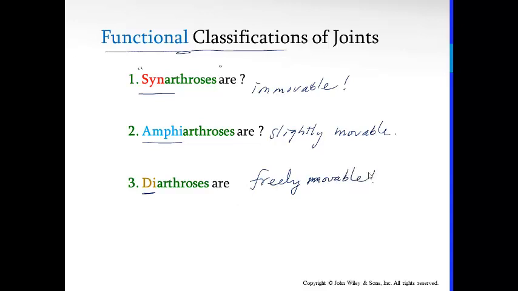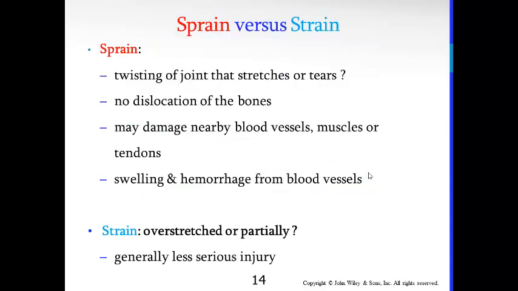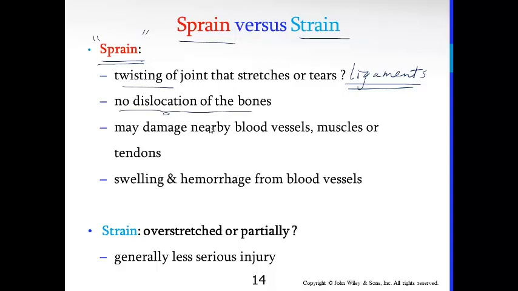Alright, so let's take a look at sprain versus strain. You might have experienced both, but there is a distinction. A sprain is when you twist a joint and that stretches and tears the ligaments holding it together. Usually there's no dislocation of the bone, but you might damage the nearby blood vessels, muscles or tendons. And you will definitely see swelling and sometimes hemorrhage from the blood vessels.